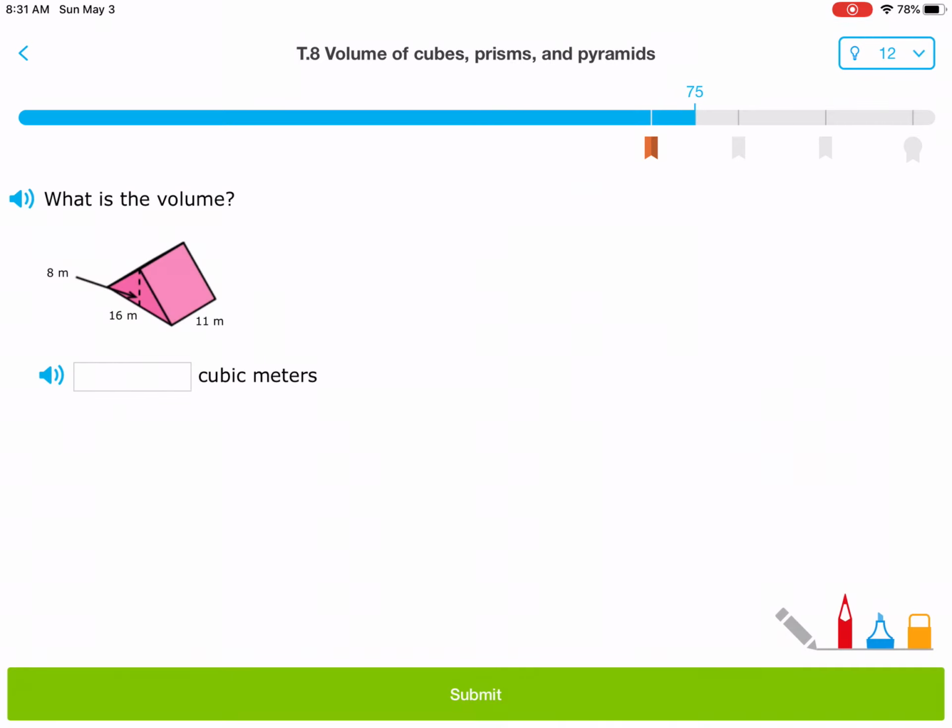What is the volume? This is a triangular prism, not a pyramid. Okay, so this is the area of the base. So the area of the base is a triangle, 1/2 times 16 times 8 times the height of the shape, which is 11. 16 times 8 times 11 divided by 2.